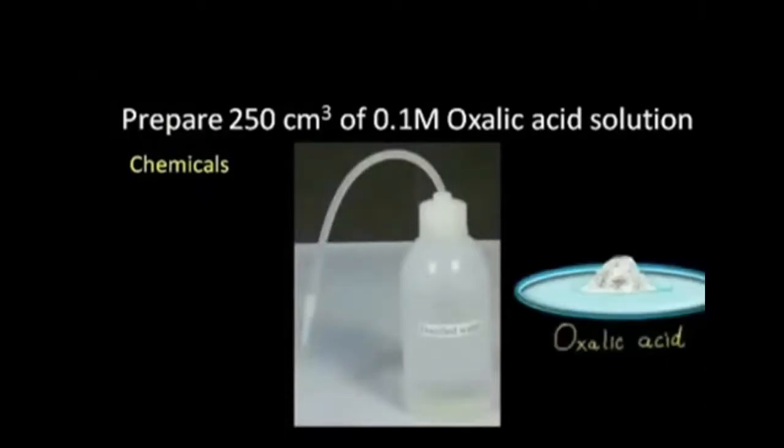Now, before proceeding towards the procedure, first of all we have to do the initial calculations, and in the initial calculations we have to find out how much amount of oxalic acid will be required in grams to prepare a 0.1 molar oxalic acid solution. So first of all we have to find out the molar mass of the oxalic acid.